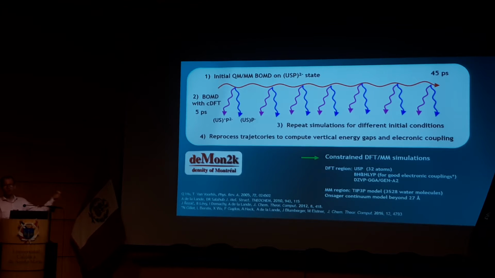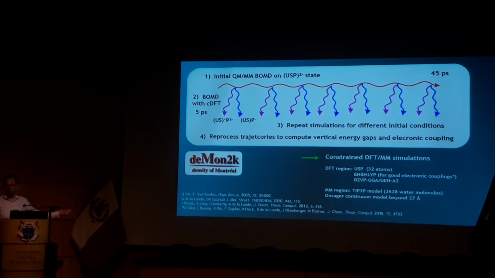So we take the position and velocities of the nuclei. We remove 1 electron to simulate the radiolysis process. And we do 2 Born-Oppenheimer MD simulations with constrained DFT to impose either this charge repartition or this charge repartition, which are the 2 Marcus theory states that are of interest for us. And we run a 5 picosecond simulation.